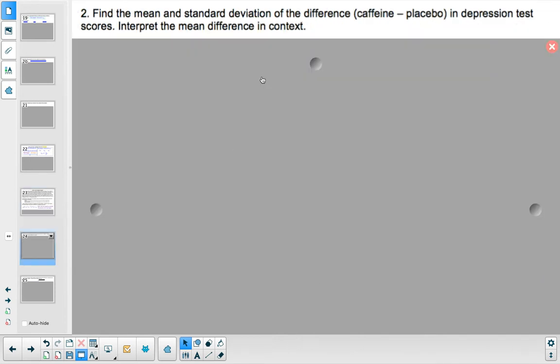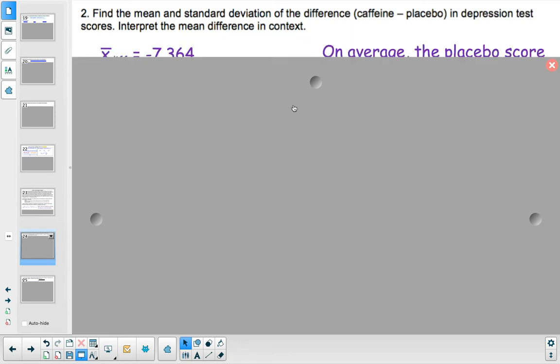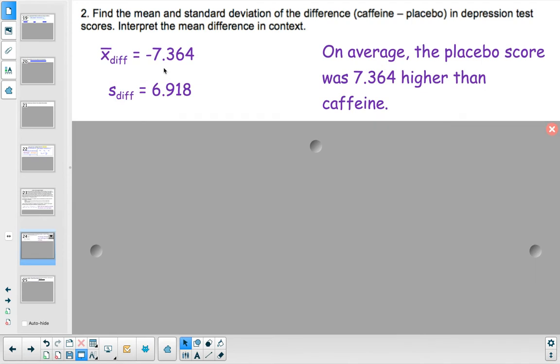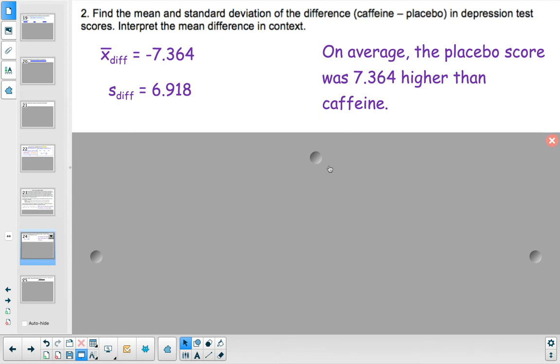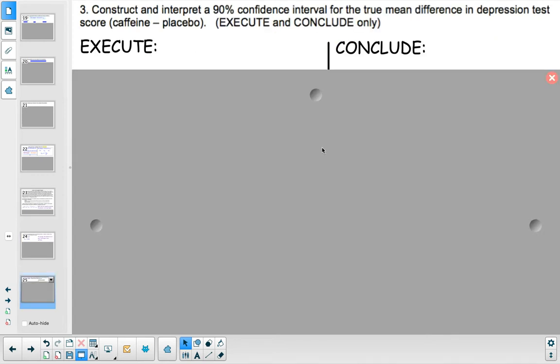Find the mean and standard deviation of the difference. Interpret the mean difference in context. So it's the mean of the differences, the mean difference. We find the mean is negative 7.364 with a standard deviation of 6.918. Notice that notation here. On average, the placebo score was 7.364 units higher than caffeine. Depression units.